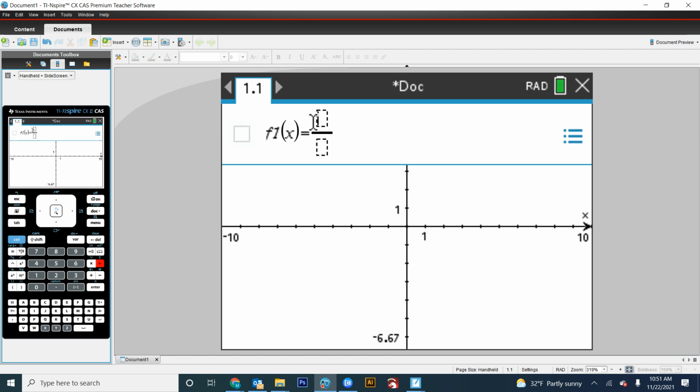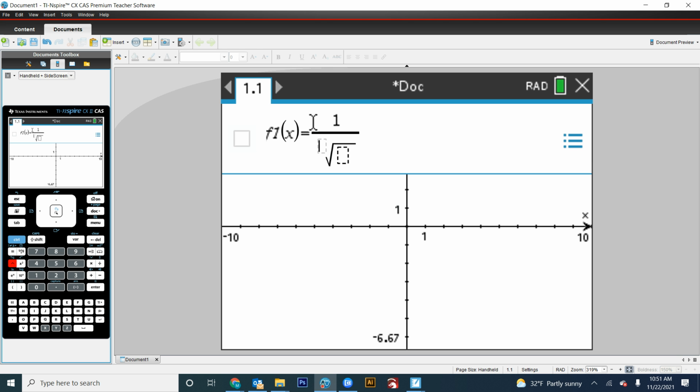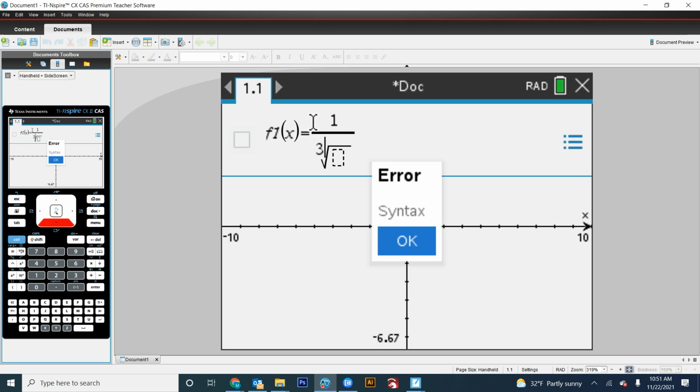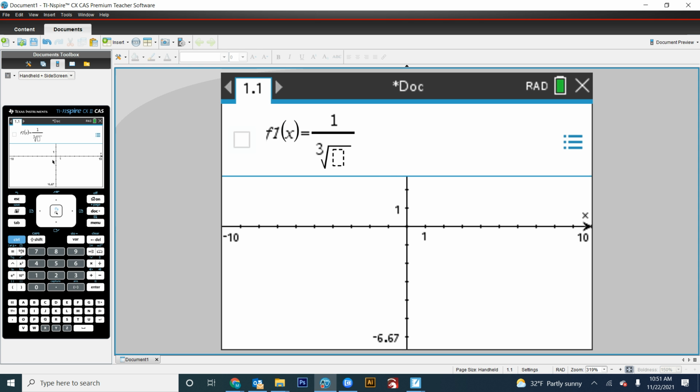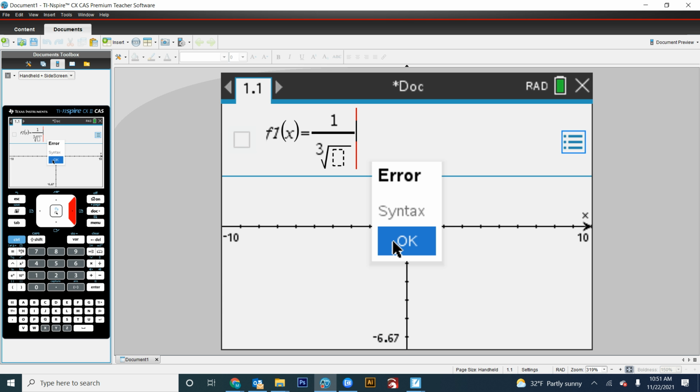1 over the cube root. You have a syntax error. Oh, stop it.